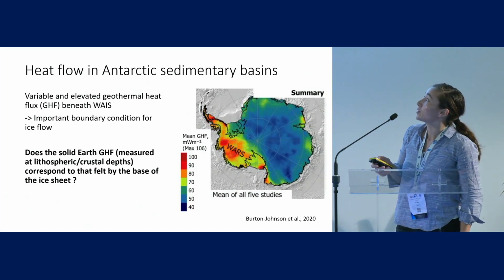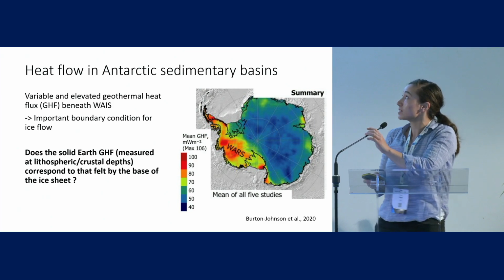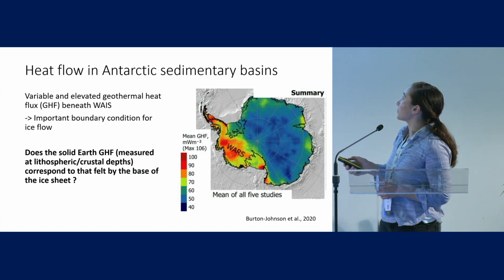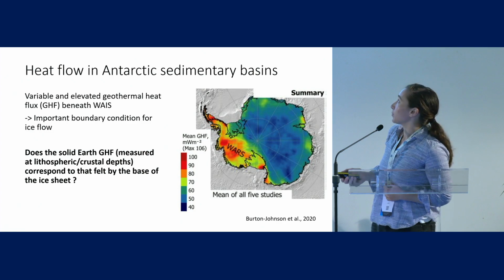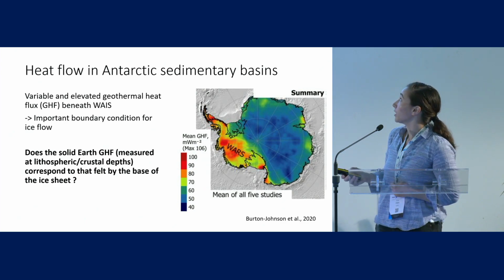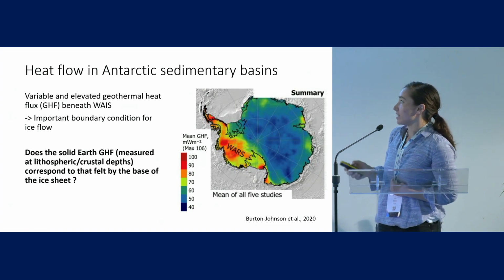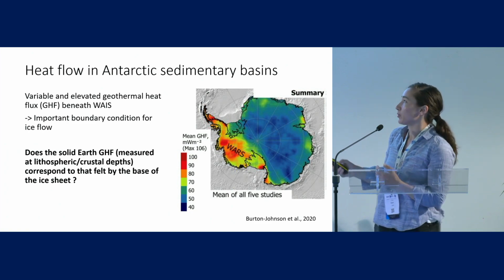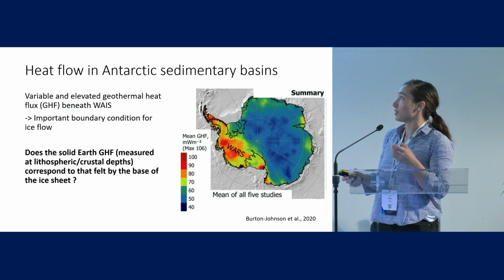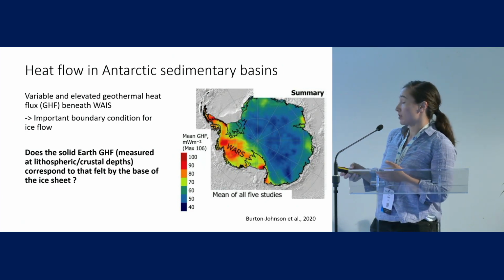And so we just saw an excellent overview of the importance and uncertainties associated with estimating geothermal heat flux beneath WAIS. To summarize, within this West Antarctic rift system, we think the heat flow is elevated and also spatially variable, and it's an important boundary condition for ice flow and ice models. As we have seen throughout this session, there's an open question of whether the heat flux that comes from inferences of temperature at mantle and crustal depths, this background heat flow, corresponds to that which is felt by the base of the ice sheet.